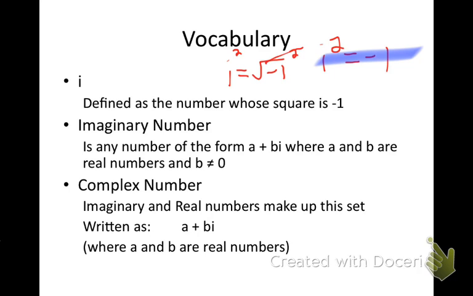An imaginary number is a number of the form a plus bi, where a and b are real numbers and b does not equal 0. So we're still dealing with that form right there. And then a complex number. Complex numbers are the forms of the real and the imaginary numbers. So we're dealing a lot with complex numbers today.